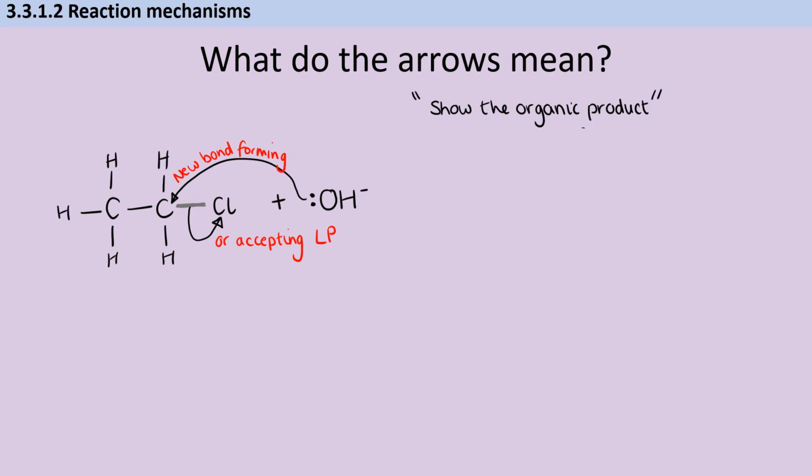It's also worth noting that some exam questions will just ask you to draw the mechanism, whereas some will specifically say you need to show the organic product, which is this one here that actually contains carbon in it. Personally, I tend to just draw the full mechanism with the product, whether it's asked for or not, and that way you're always covered.